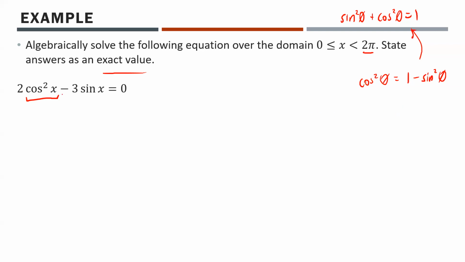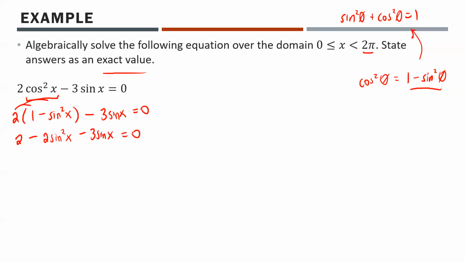So I'm going to replace this cosine squared x with what I got over here. This is going to be 2 times 1 minus sine squared x, and then minus 3 sine x equals 0. Now, of course, this is looking pretty messy, so why don't I just take this 2 and double dip it through? That's going to give me 2 minus 2 sine squared x minus 3 sine x equals 0.